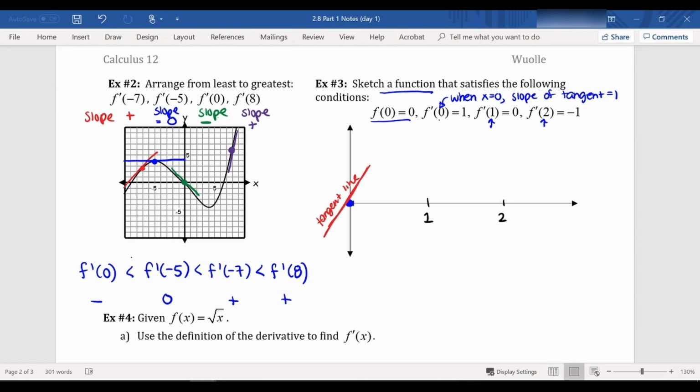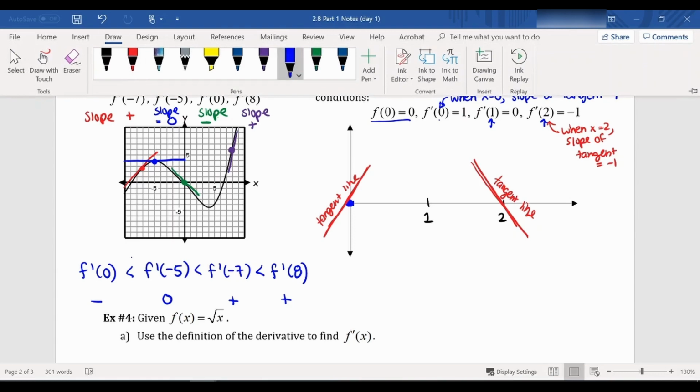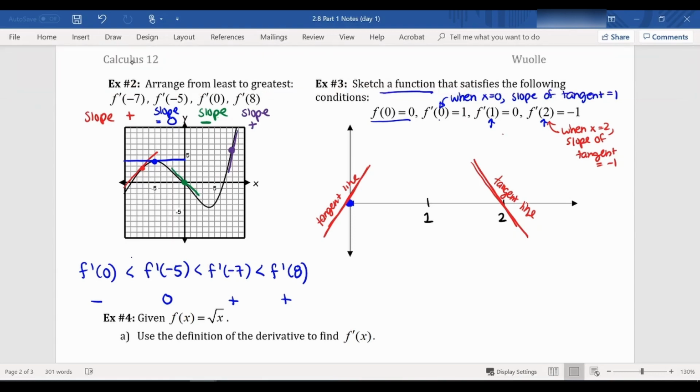Okay. I also know at 2, my slope of my tangent is -1. Okay. So this is also a tangent line. So now if I think about this logically, what it looks like is that the graph, as I read the graph from left to right, it looks like it must go up and then come back down, which makes sense if I take a look at the last f prime that was given to me here.